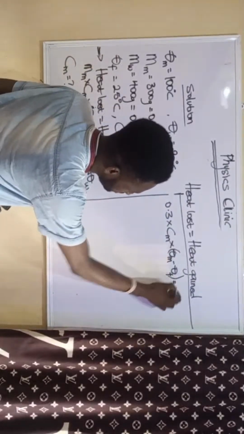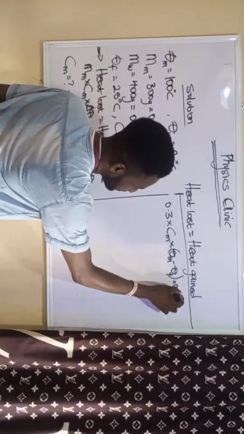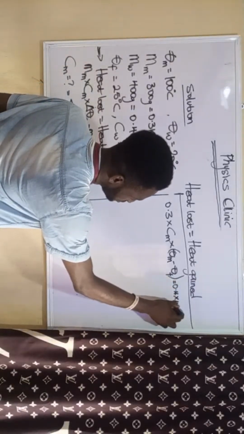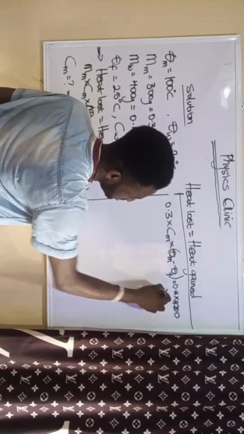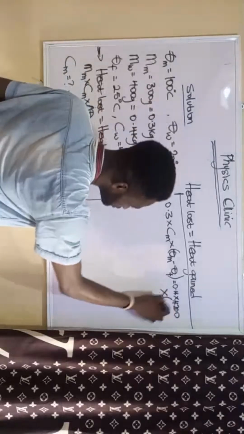Okay, so all of this will be equal to water. The mass of water is 0.4 times 4,200 times into bracket.